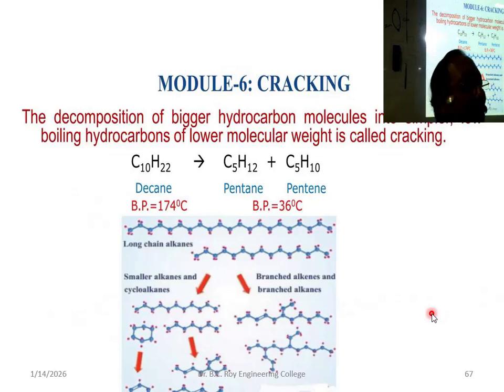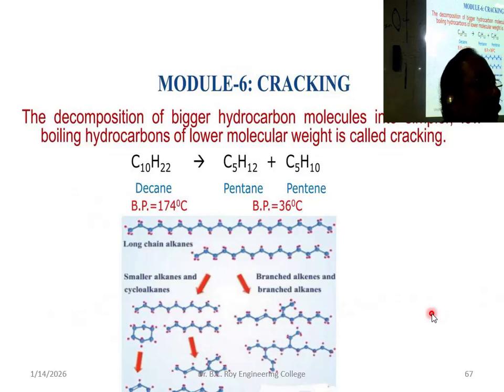Next, coming to a very important topic, cracking. Hint: this may come in the exam, so you must understand this. What is cracking? Cracking is breaking a large molecule into small ones. Say decane is broken into two fragments: one is pentane and the other is pentene.